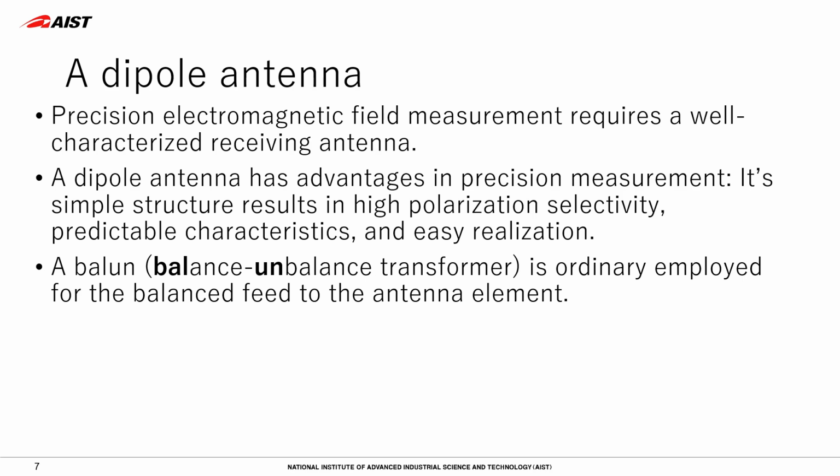However, from the viewpoint of precision measurement, an antenna that has a simple structure is a good choice. A dipole antenna is one of the fundamental antennas, and it has many advantages due to the simple structure, such as high polarization selectivity and predictable characteristics. The dipole antenna is a balanced antenna and requires a balance-unbalance transformer in ordinary measurements, since it is assumed to be exactly excited by the ideal balanced source.